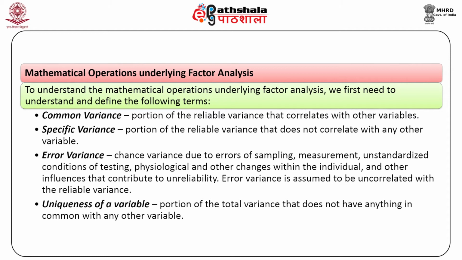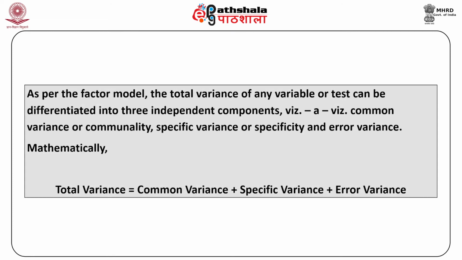Error variance is the chance variance due to errors of sampling, measurement, unstandardized conditions of testing, physiological and other changes within the individual, and other influences that contribute to unreliability. Error variance is assumed to be uncorrelated with the reliable variance. Uniqueness of a variable is the portion of the total variance that does not have anything in common with any other variable.